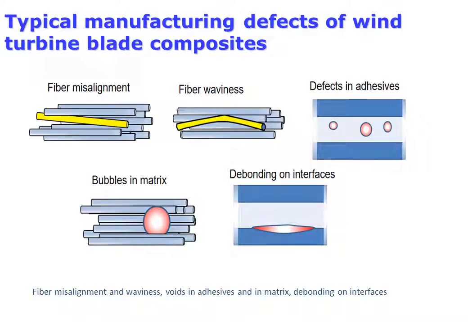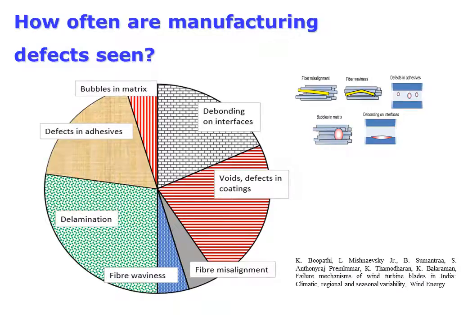The most commonly observed manufacturing defects include wrinkles, fiber misalignments, fiber waviness, delaminations, debonding on interfaces, voids in matrix, voids in adhesives. But how often are different defects observed? Here, we can again refer to our survey, carried out together with Indian Institute of Wind Energy. It can be seen that defects in coatings are observed quite often. That can explain why the erosion of blades is the most common damage mechanism.